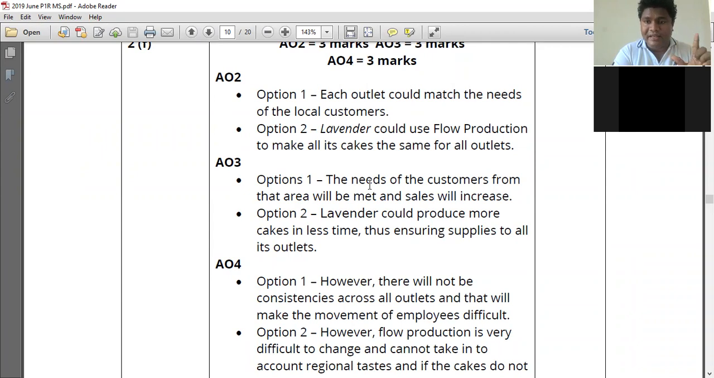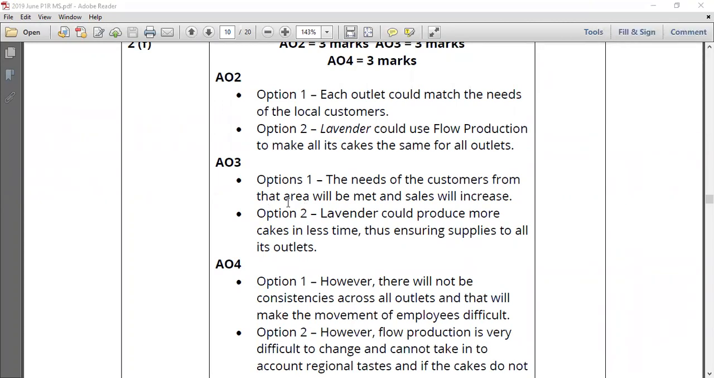The 16 outlets they have, which means they can make a large quantity, they can produce like that. Make sure to put in answers, numbers, names, locations, like that. So option 1, each outlet made, right? Each outlet matches the needs of the local customers. And also look at the analysis point.